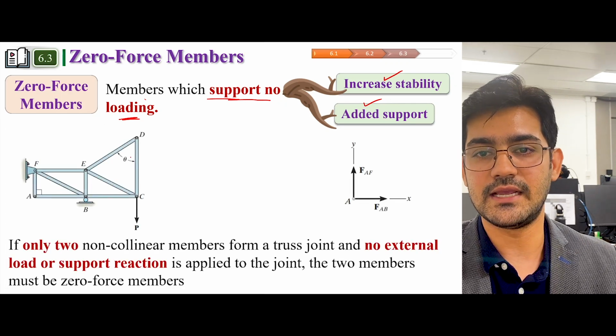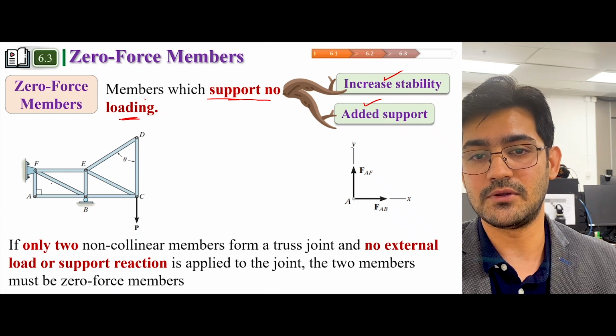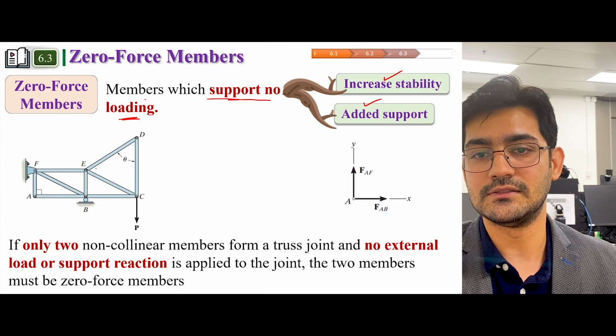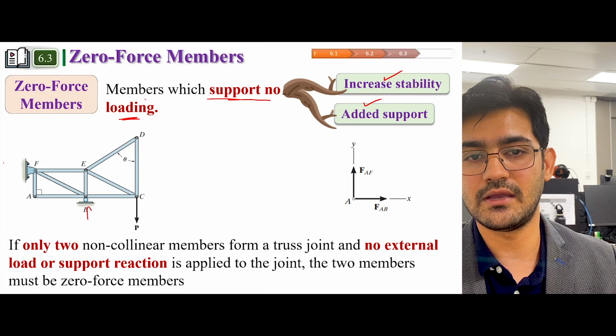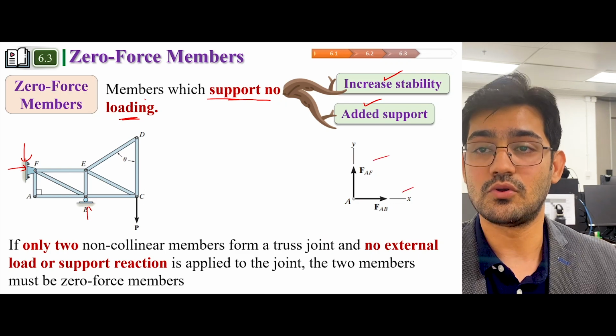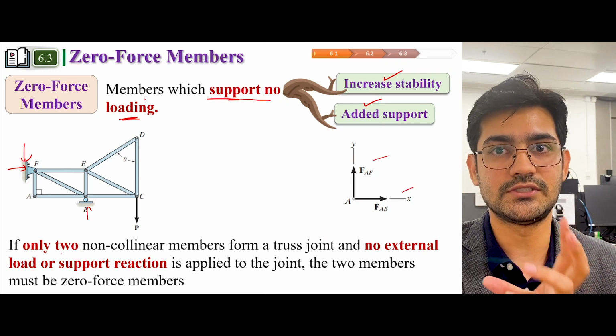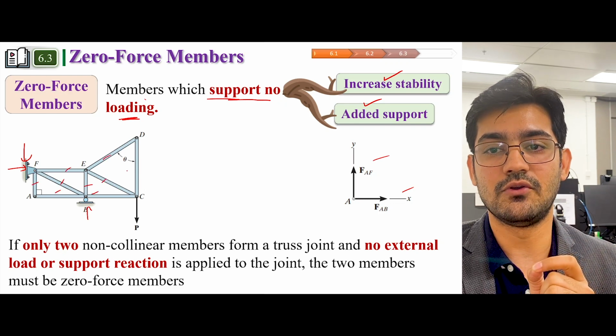So let's just say this is a truss, and this is also a simple truss because all the members are joined in such a way, and it has two supports. One support is here and another support is here. So if you draw a free body diagram of joint A, it comes to be like this. So how do you figure out which members among all these members are zero force members?